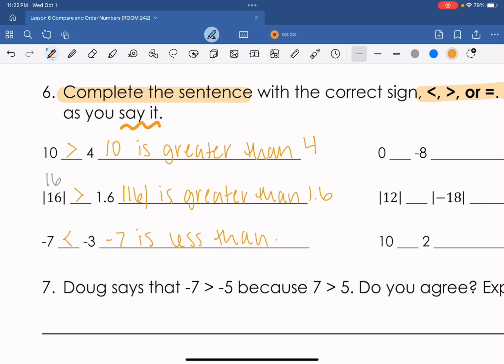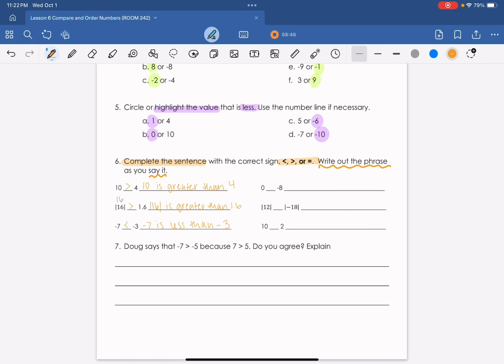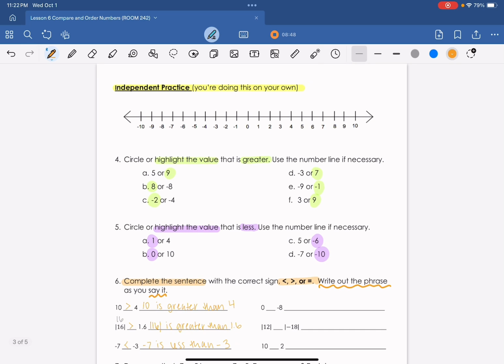And if you need to draw out a number line to do this, there's nothing wrong with that. You can also use the number line up here if it makes it easier. So let's do 0 and -8. One of those is further to the left, right? So -8 was further to the left.